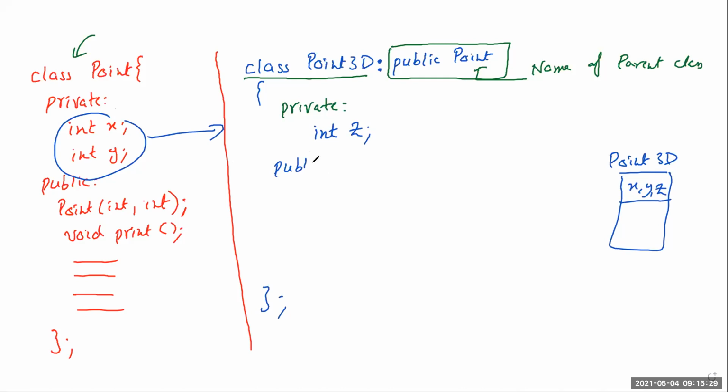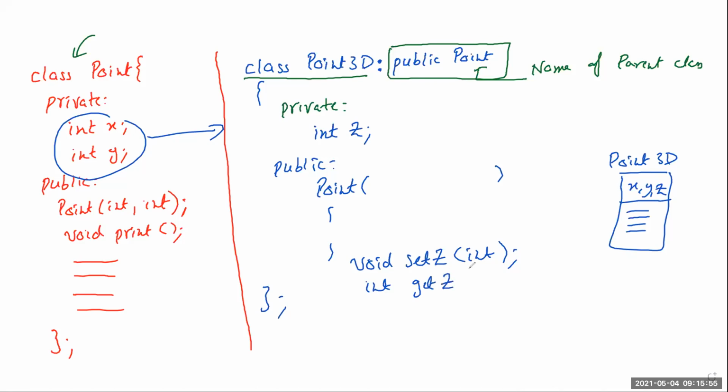Similarly, in the public section, I already have functions for set X, set Y, get X, get Y. So I just need to add a constructor maybe, with 3 integers. I'll fill it later on. And I will add a function void set Z because it was not present in the parent. And I will also add a function get Z to return the value of Z. Now if someone asks you how many data members Point3D has, your answer should be 3. It has 3 data members.